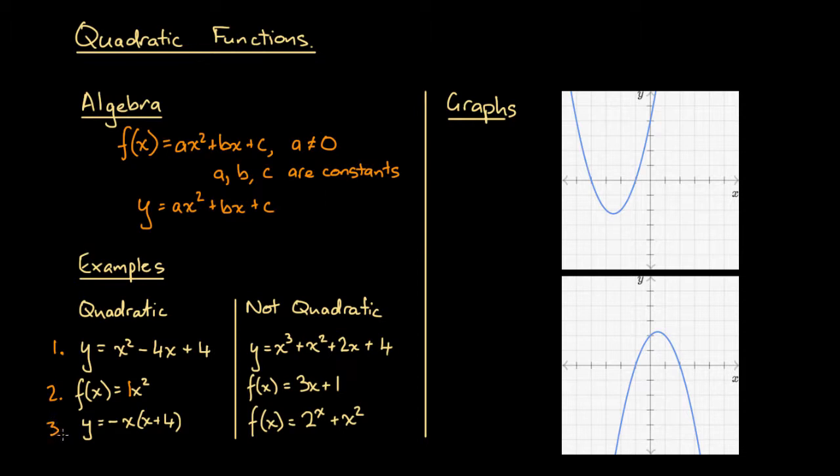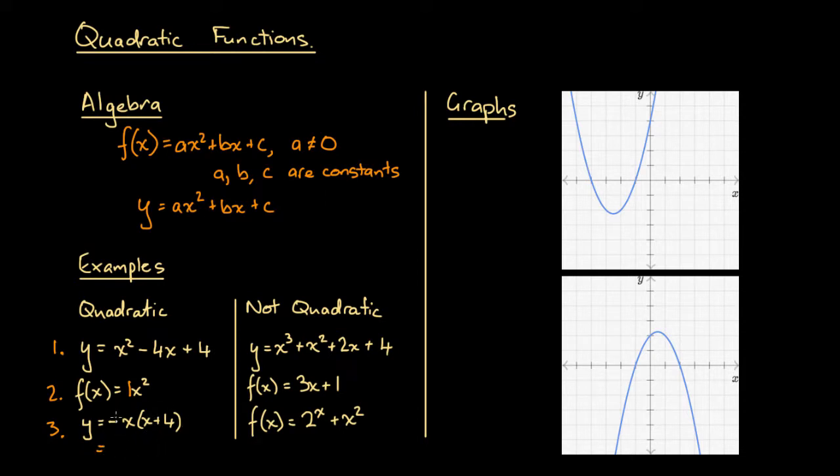What about this third example? Here we have y equals minus x times x plus 4. Well, this might not initially look like a quadratic function because we can't see an x squared. But the key here is that we have to simplify it. This is a factored form.